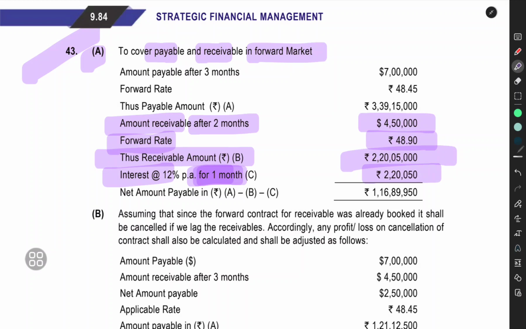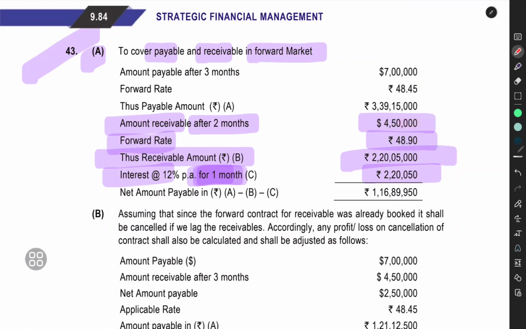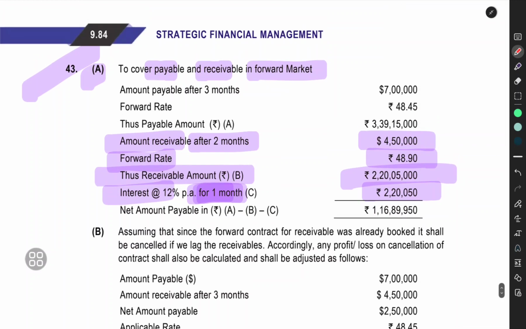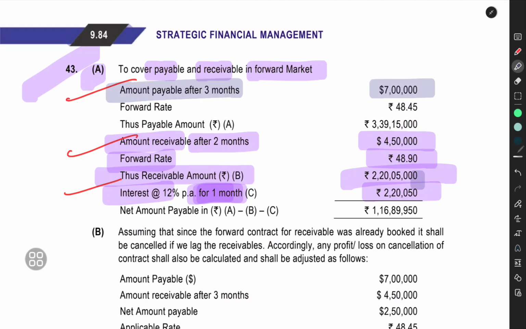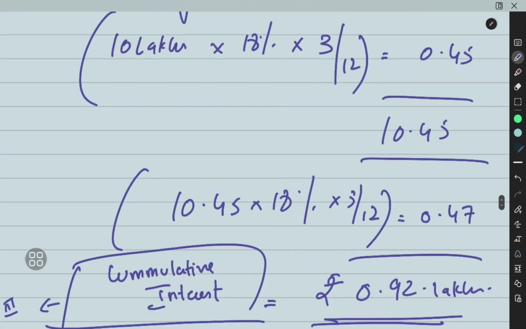So my net, okay, before going to net, we also have one thing which is payable. So receivable we did interest on receivable. Now the payable part. Okay, 1 second. Amount payable after 3 months is 7 lakh, forward rate is 48.45. Our forward rate, if you notice, we had calculated it here.